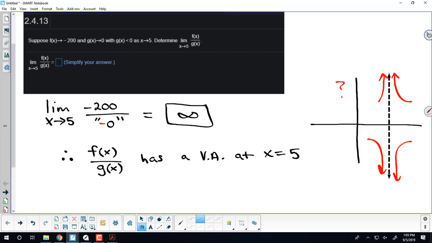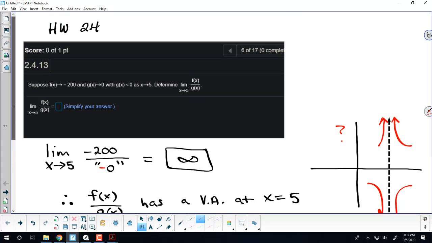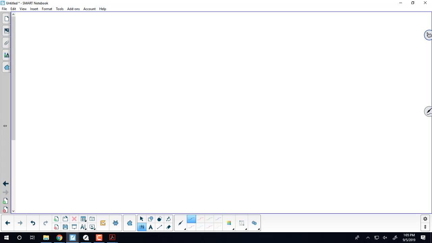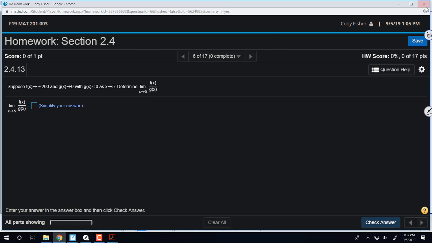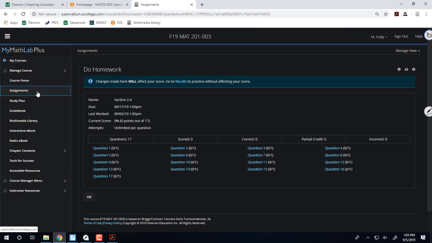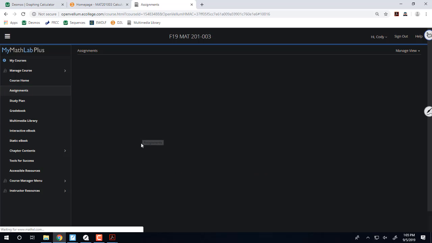Any other homework questions? Yeah. Number 6 on 2.5? Okay, so let me make sure I label that 2.5, number 6, just in case people miss that. Number 6, okay.